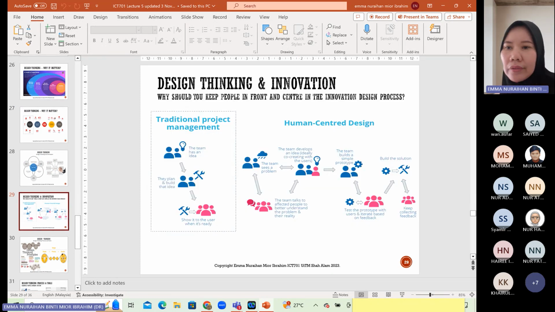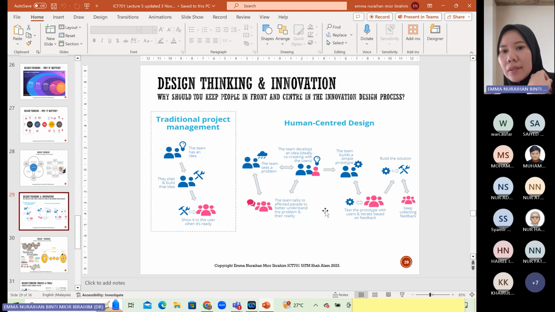Traditional way of doing things, ya. Okay, team has an idea, plan, build idea, show that's ready. Dah, ni traditional way of doing things. Zaman Tok Kaduk dulu. But nowadays, we talk about human-centered design, talking about innovating processes, ya.